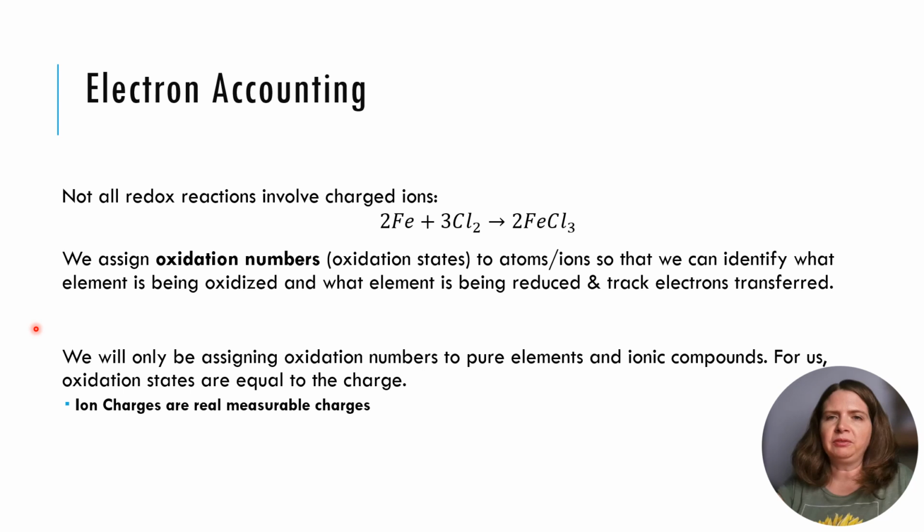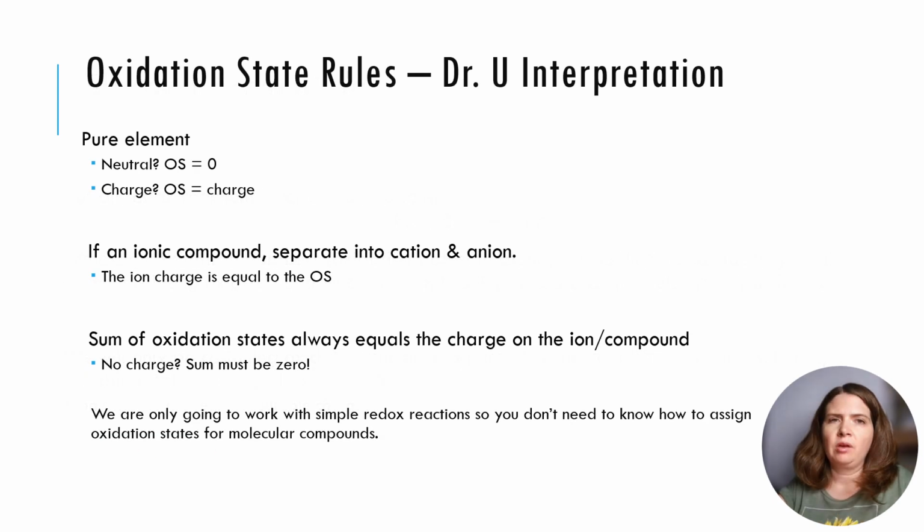For this class, we'll focus only on pure elements and ionic compounds. In our context, oxidation states will be equal to the charge of the atom or ion. When assigning oxidation states, it's important to consider the overall charge. If we're looking at a single element with no charge written, it's neutral, and its oxidation state is 0. For a single atom ion, whether it's a cation or an anion, the charge of the ion is the oxidation state.